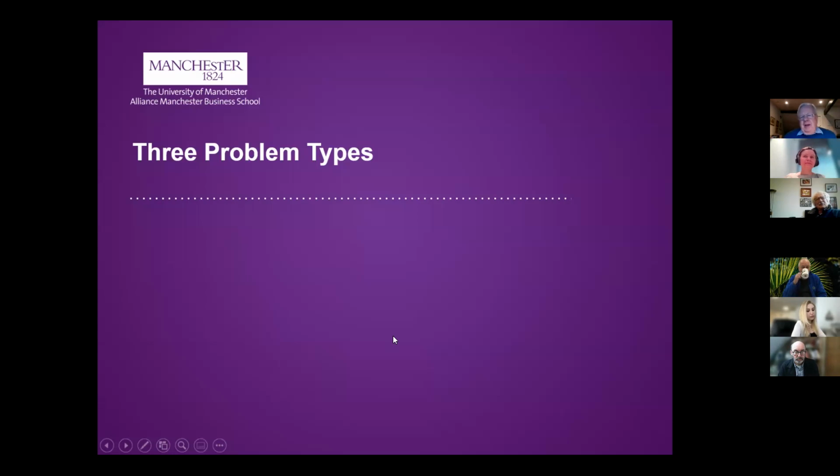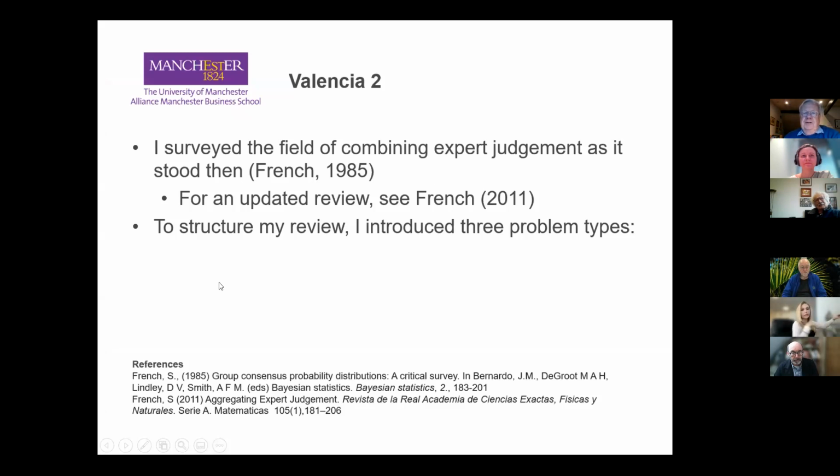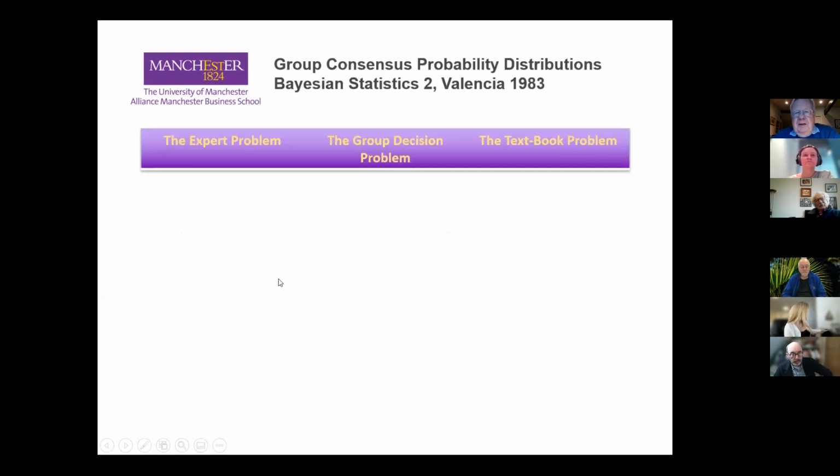That influenced enough people that Dennis and Adrian Smith invited me to Valencia 2, where they asked me to give a paper on expert judgment, which I did, and I surveyed the field. There's an update that was given in 2009, I think it was, in Madrid, but basically you can find out all what I said in those things. But I think the bit I contributed then, and I still think can be more valuable than sometimes is looked at, I came up with 3 problem types.